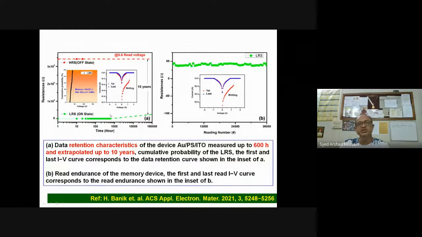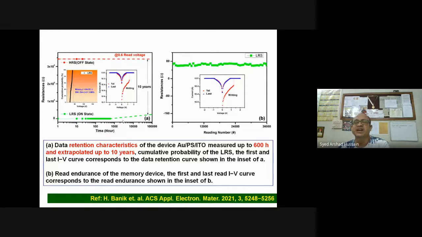And interestingly, you see, once we have written the data within the device in terms of, say, change in resistance, we have observed that the device stored the information for a long time. In real case, we measured up to more than 250 days or something like this. Even if we switch off the power, it still remains in one state. Then we extrapolate with some software, and we have observed that it can retain data up to 10 years. And this value is good in terms of practical applications.